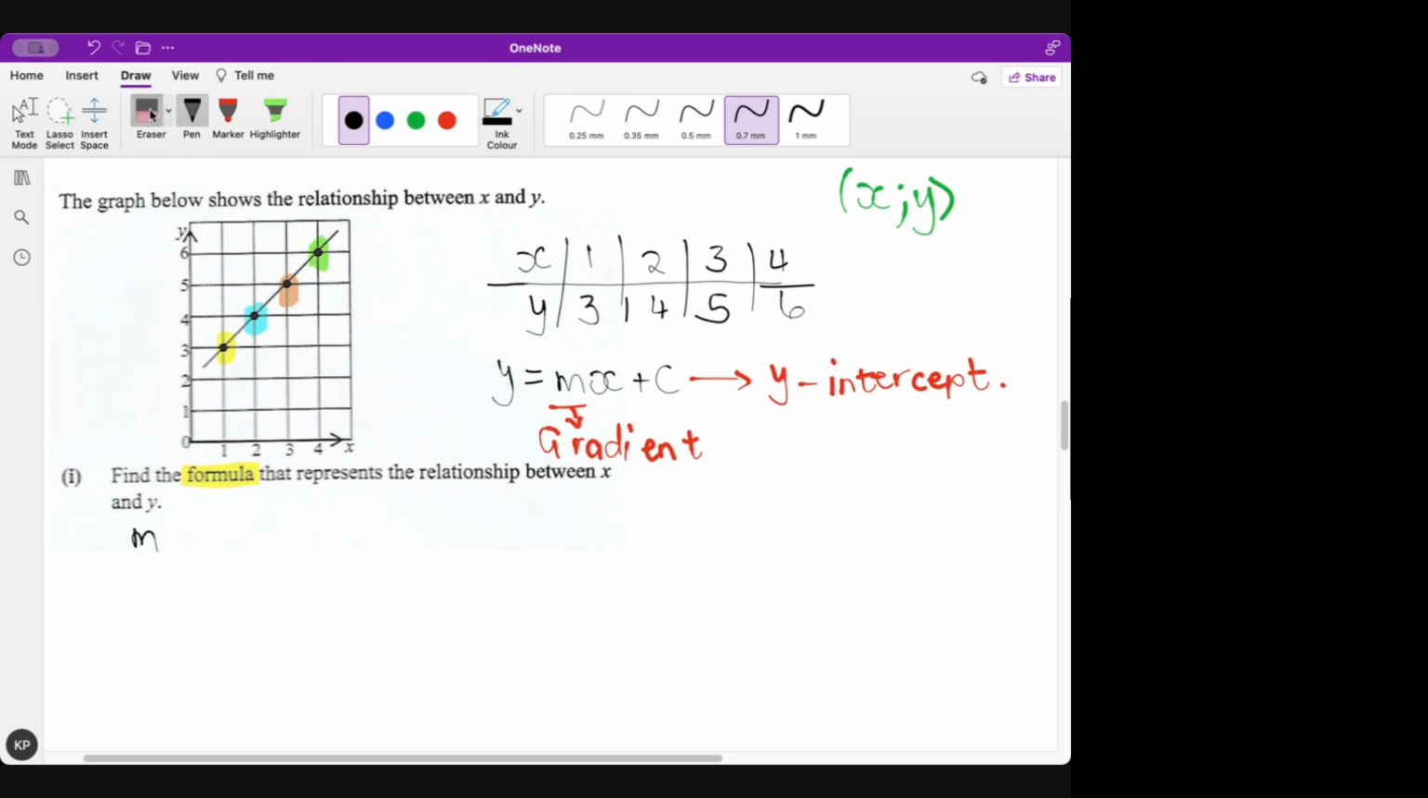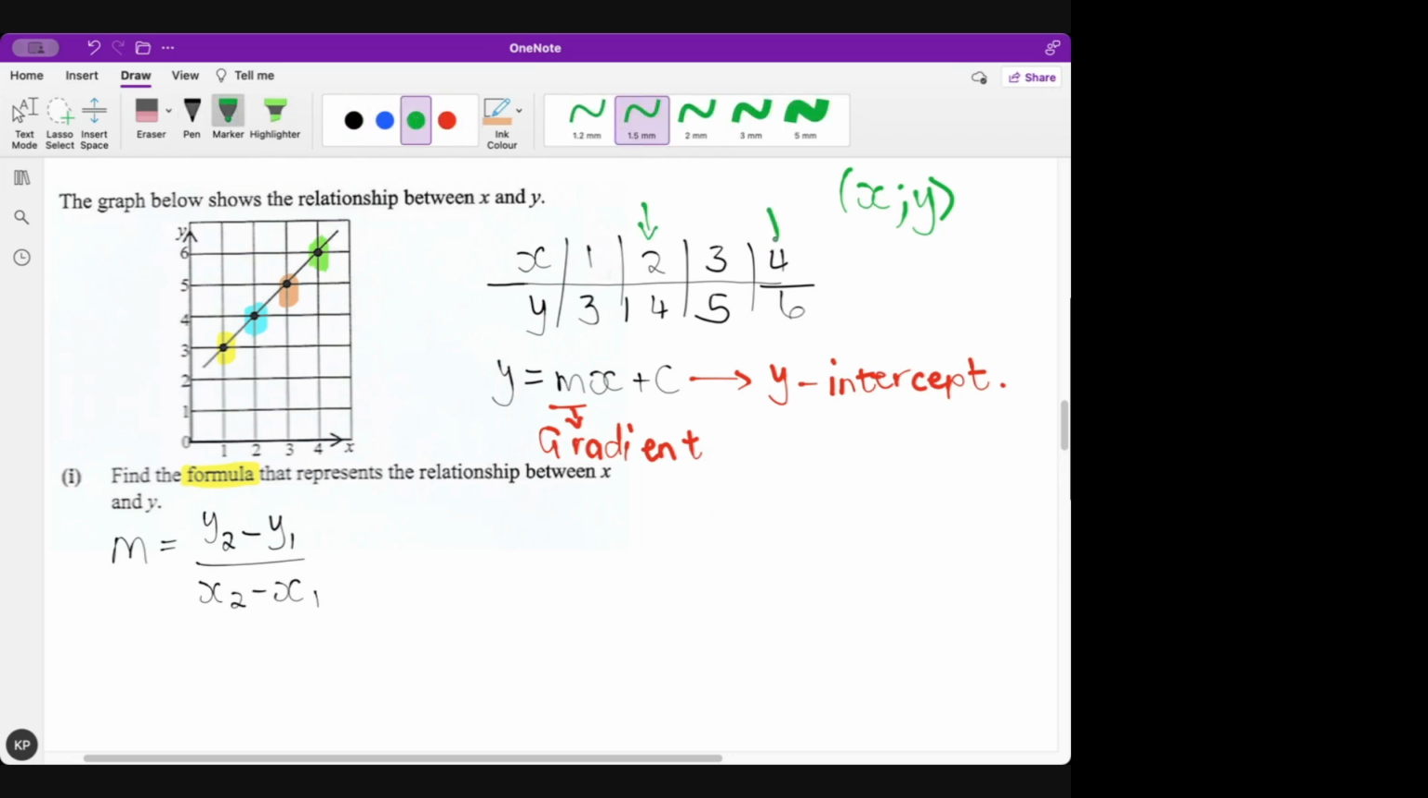Formula for my gradient. I'm going to write here m equals, and I'm going to wait for someone to tell us how we find the gradient. Anyone? I hope we're looking through our notes. Nope, that would not be correct, Alice. There we go, Arian. y2 minus y1. It was just the sign thing. Alice, you were very close. Over x2 minus x1.